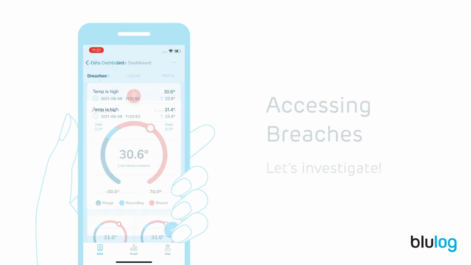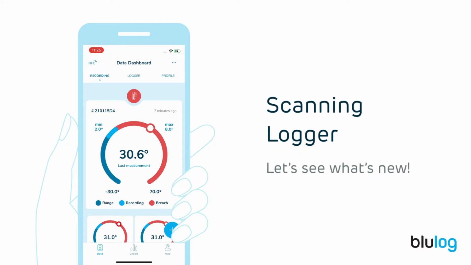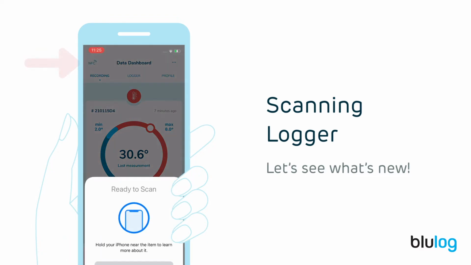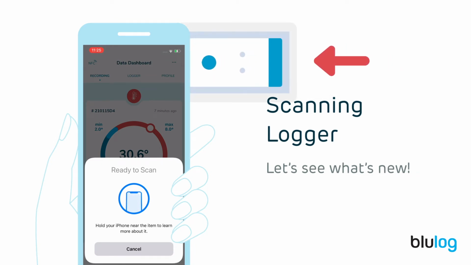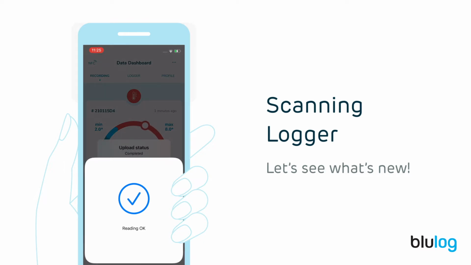If you'd like to scan your NFC logger to update data, first make sure you are inside a data dashboard page. And now tap on the NFC icon located at the top left. Put your logger near your phone in order to scan it. And now you should be able to see a confirmation message.